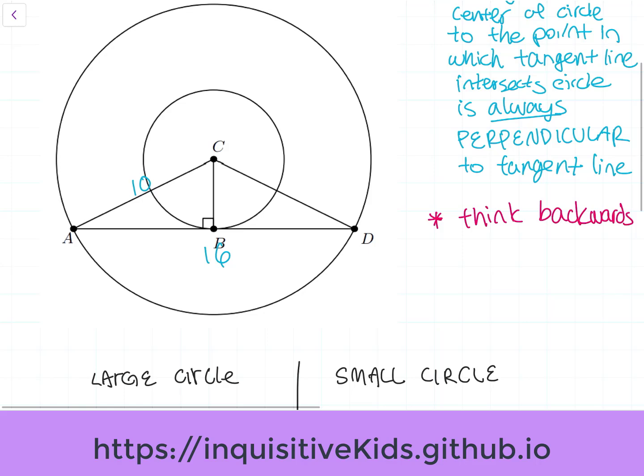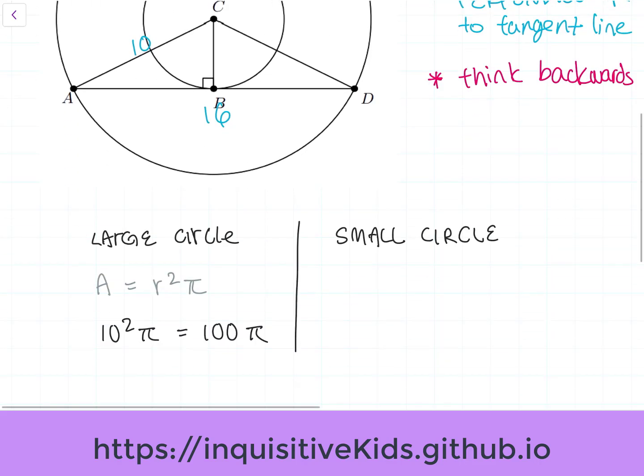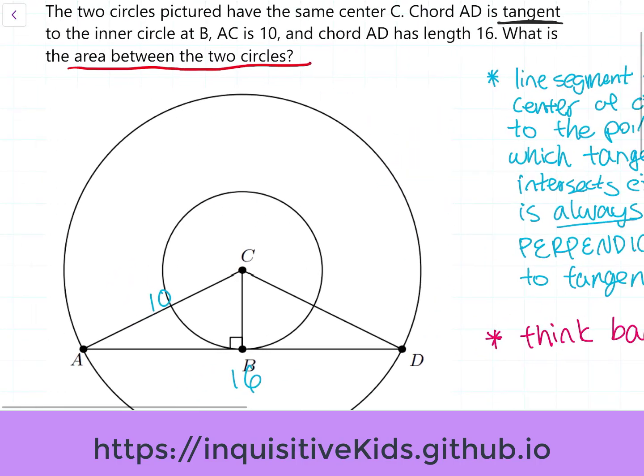Well, in order to find the area of the small circle, we need its radius first, right? But what is its radius? Well, the radius here, I'll mark it out, is x. It's CB, but we don't know what the length of CB is just yet. So how can we find CB?